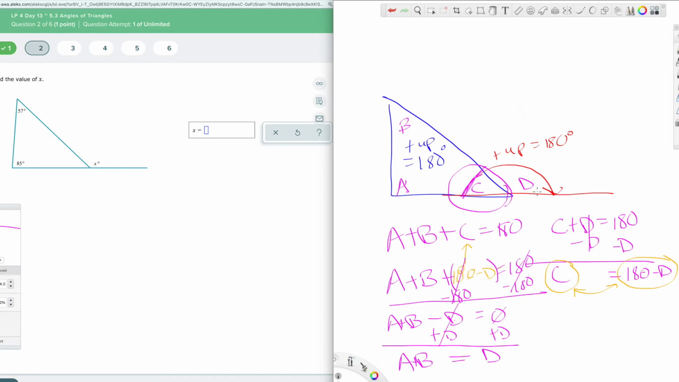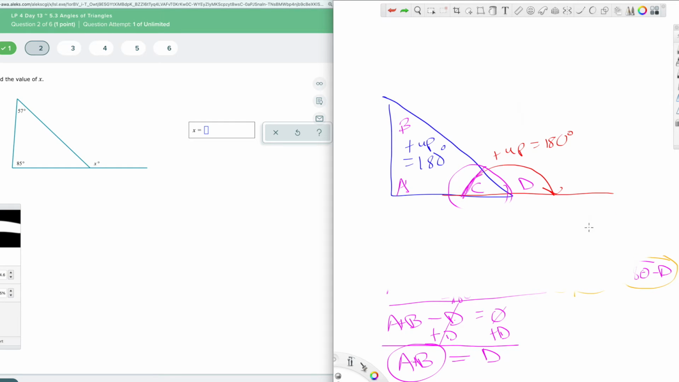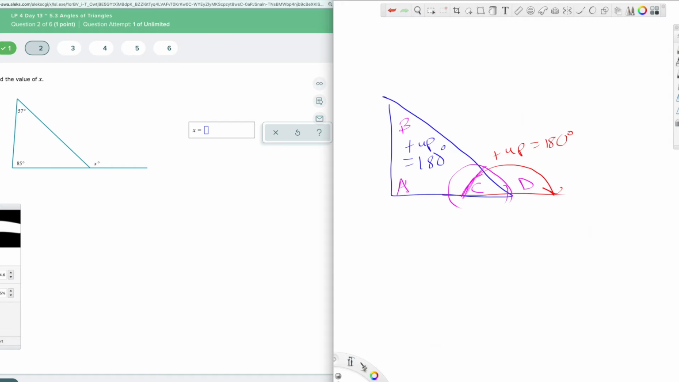So we kind of went through and I showed you the proof on why, because I can replace C with the 180 minus D, the 180s cancel, and then if I move D to the other side just so that it's positive, I can see that A plus B does in fact equal D. So kind of a roundabout way to get there, but the whole reason is because we have them both adding up to 180 and they share this piece.